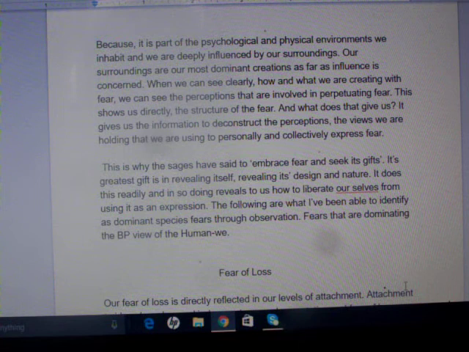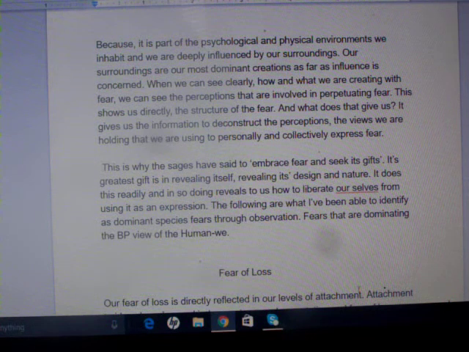And what does that give us? It gives us the information to deconstruct the perceptions, the views we are holding that we are using to personally and collectively express fear. This is why the sages have said to embrace fear and seek its gifts. Its greatest gift is in revealing itself, revealing its design and nature. It does this readily, and in so doing reveals to us how to liberate ourselves from using it as an expression.